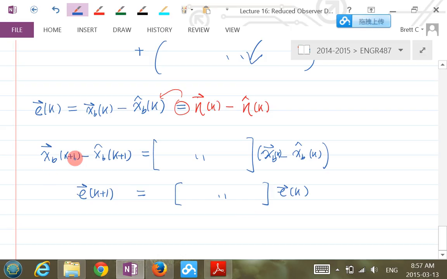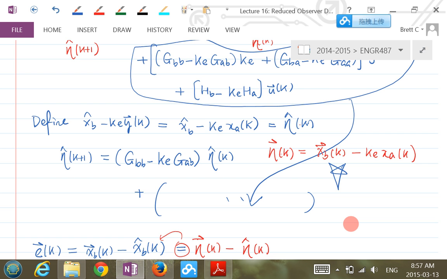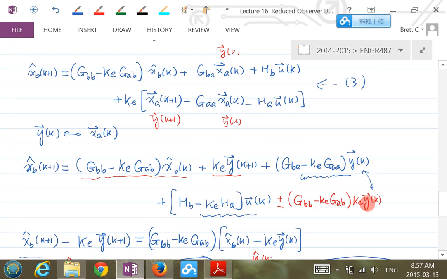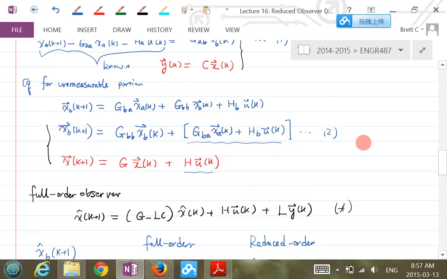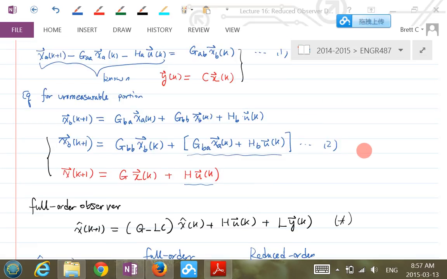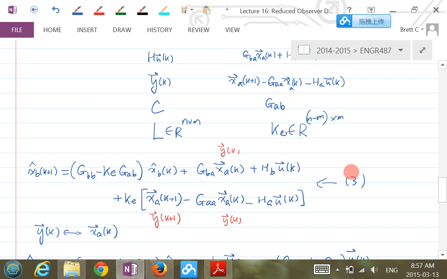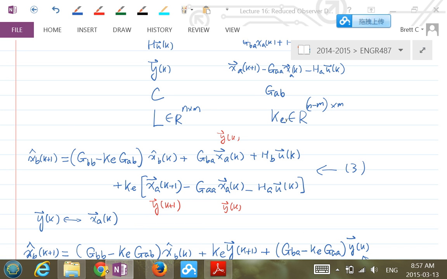So what's xb of k plus 1 minus xb hat k plus 1 here? Where is xb of k plus 1? It's this. This is xb of k plus 1 here, right? And what about xb hat k plus 1, which is this?